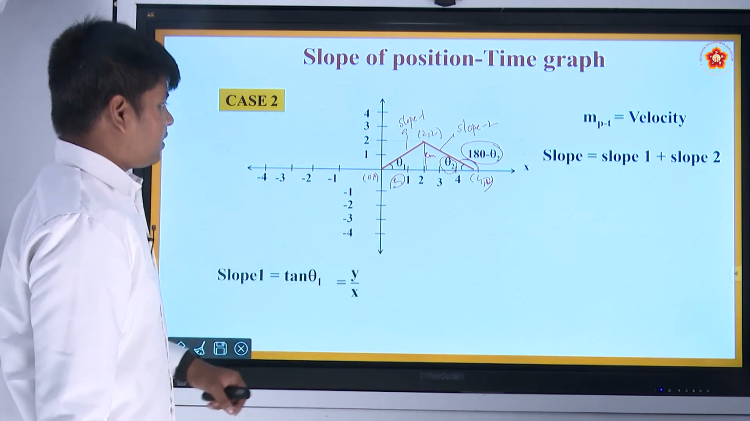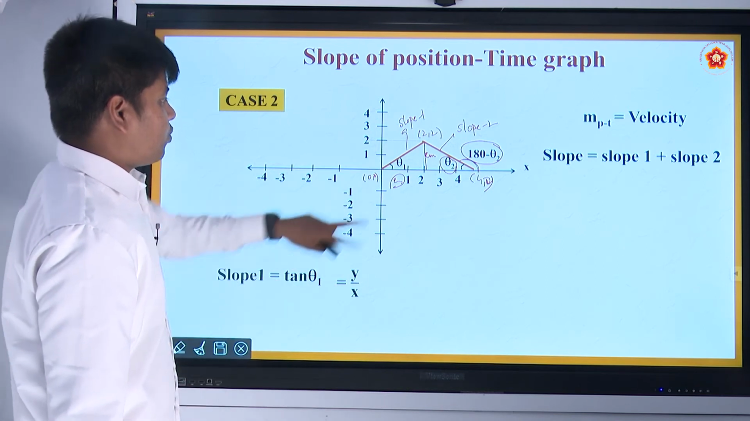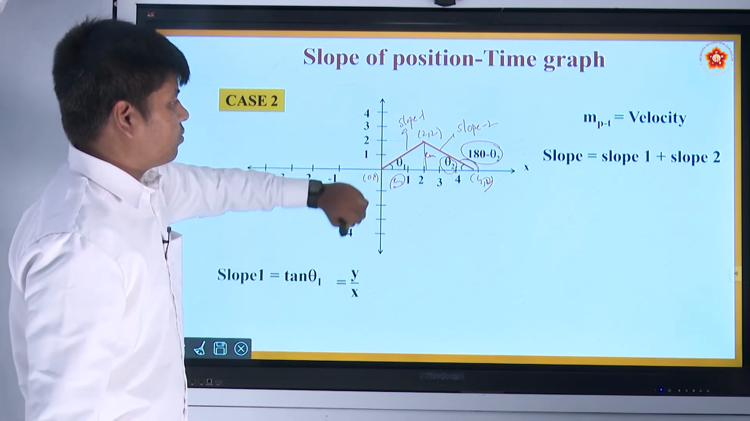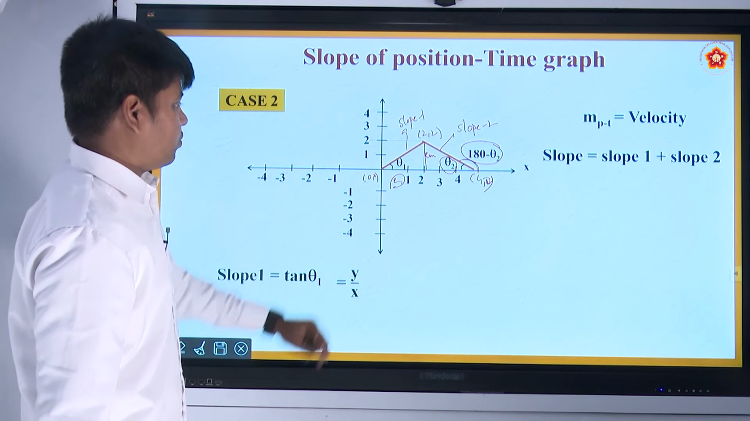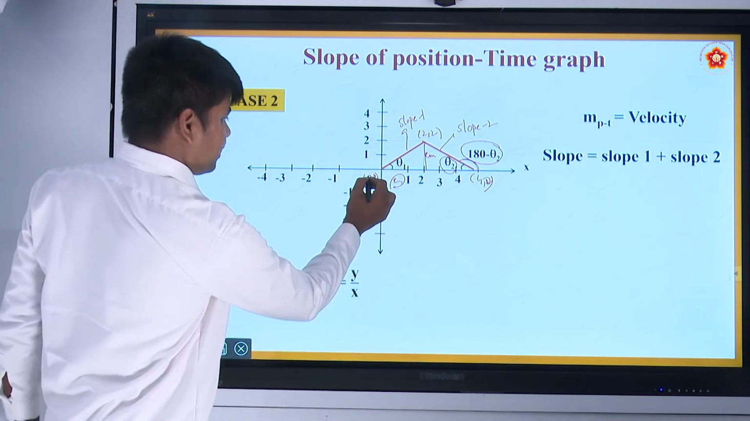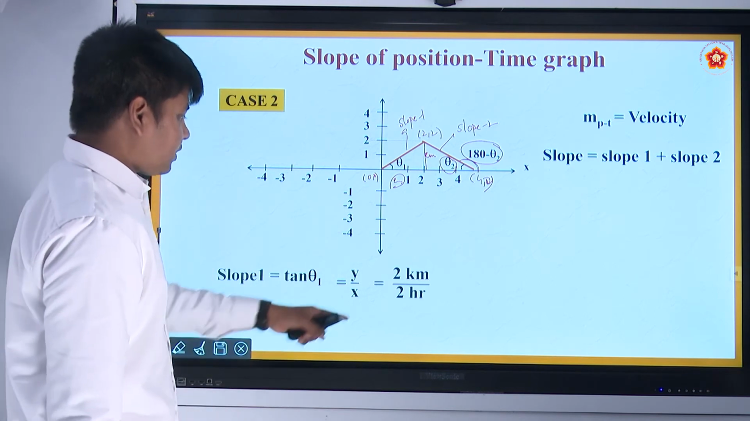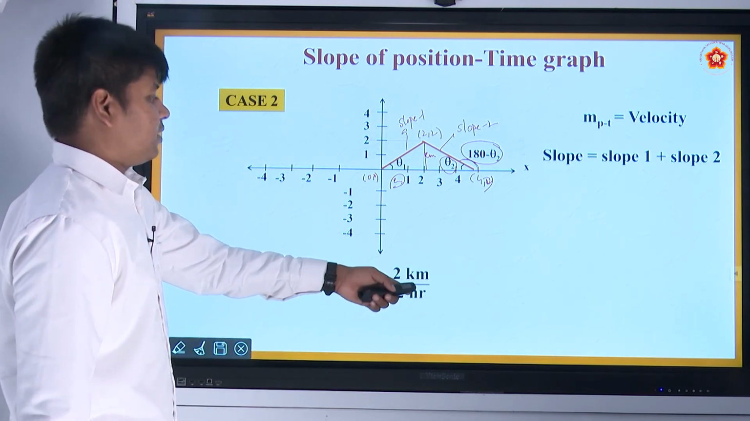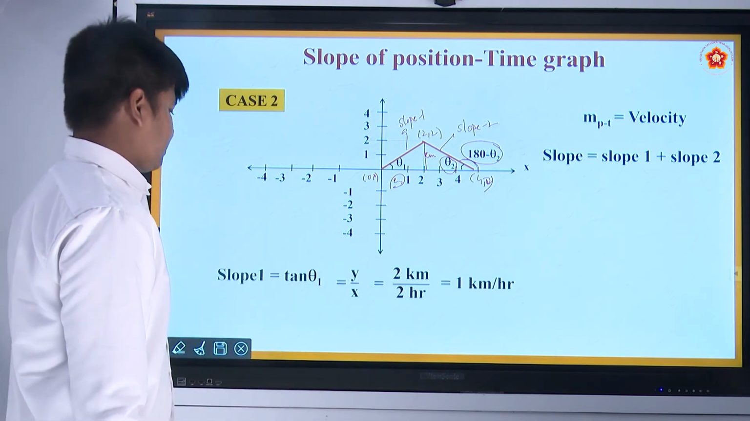So tan theta 1 is what? y by x. So what is y here? 2. What is x? 2. 2 minus 0 by 2 minus 0 is what? Because with respect to this we need to take. So this is 2 km by 2 hour, that is 1 km per hour.